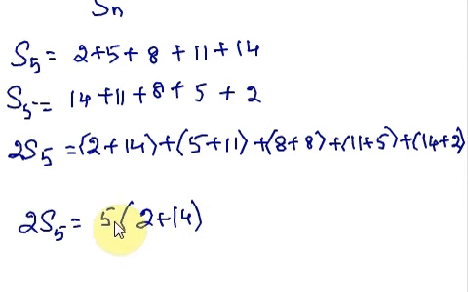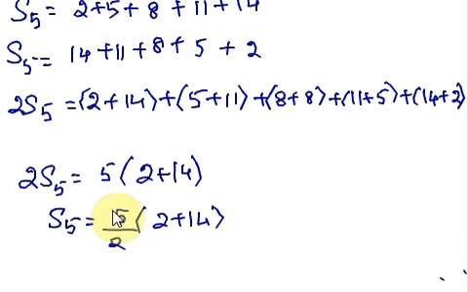Finally, divide the whole thing by 2 so that you'll get the sum and not twice the sum. So dividing the entire equation throughout by 2, we will get this. Hope you're clear with this example. I have purposely not simplified the 2 plus 14 so that you can see where the numbers come from. This sum would be 5 over 2 times 16 or 5 times 8, which is equal to 40.